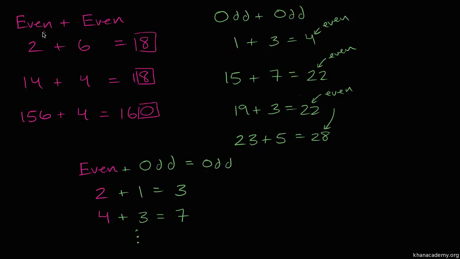So let's just remind ourselves. Even numbers are multiples of 2, including 0. Odd numbers are just numbers that aren't multiples of 2, that aren't even. And an even plus an even is going to be equal to an even. An odd plus an odd is also going to be equal to an even. We saw that multiple times. But an even plus an odd, that is odd.